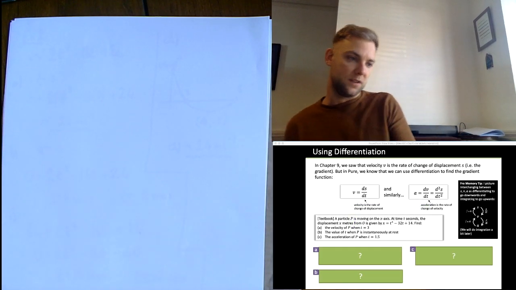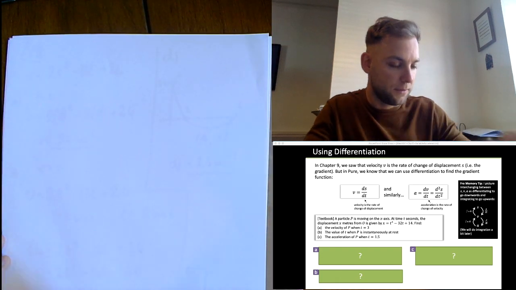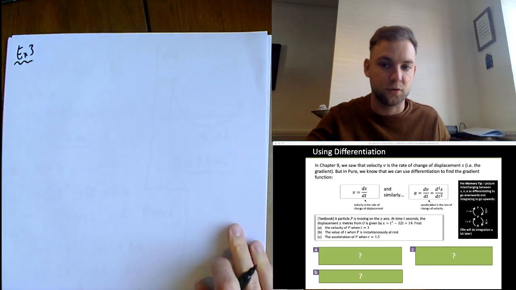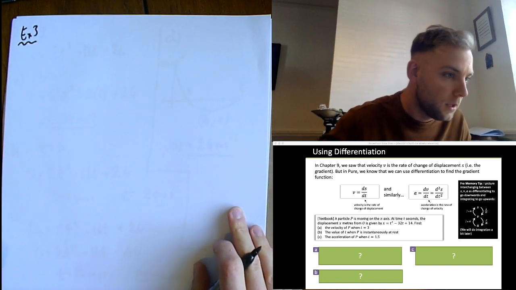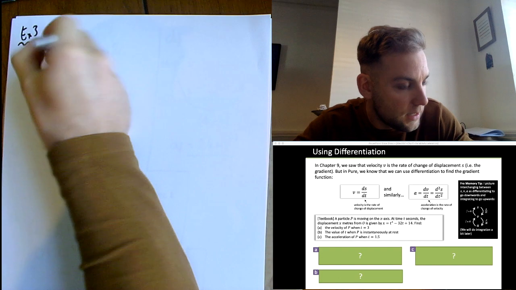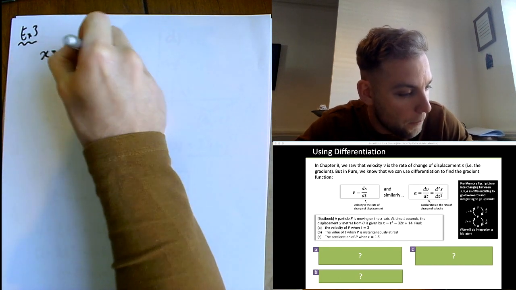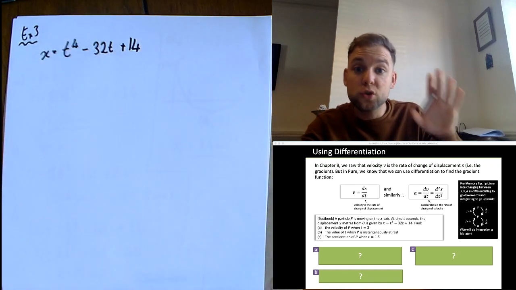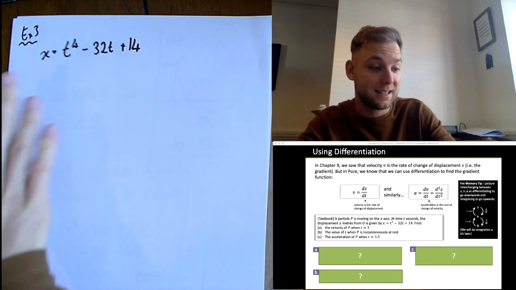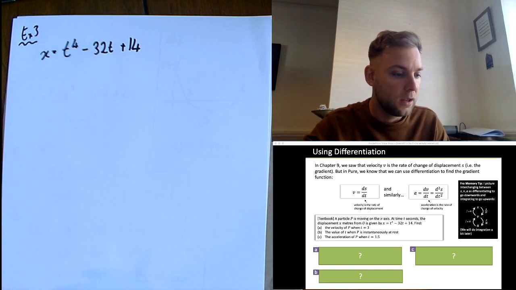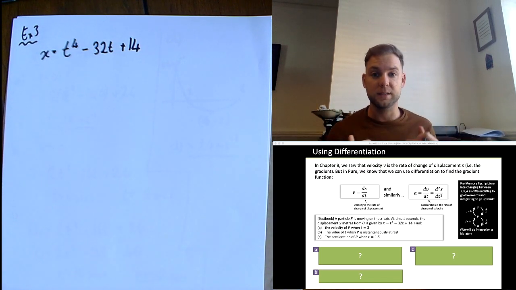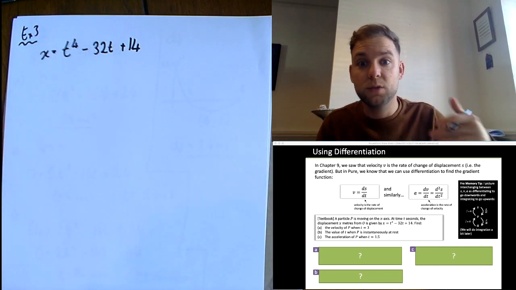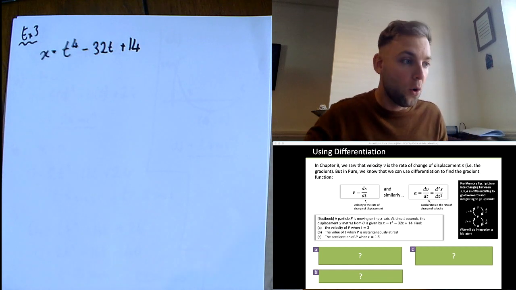So the whole point here is they've given us now the displacement. This one here is example 3. Make sure you're getting this down in your notes. Remember, the only way to learn maths is to do it. So here I've got x is equal to t to the power of 4 minus 32t plus 14. They've given us the displacement. This is what x is, the displacement. So the first thing we can do if we know the displacement in terms of t, is we need to work out what the velocity is, but also what the acceleration is.